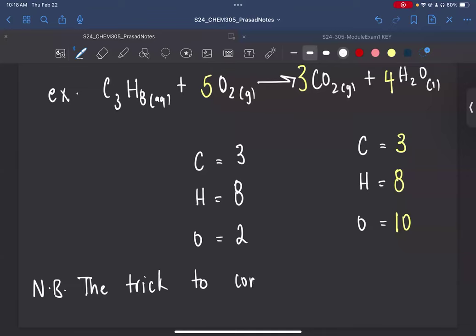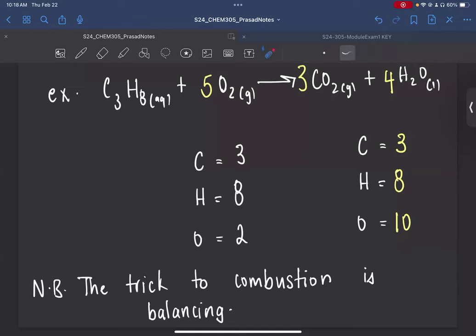The trick to combustion, or how I would ask you about combustion, or rather what I'm looking for, is balancing. I've told you that combustion will always lead to CO2 and H2O. There is no predicting the products. Those are the products. But they're really good opportunities for me to ask if you can balance it.